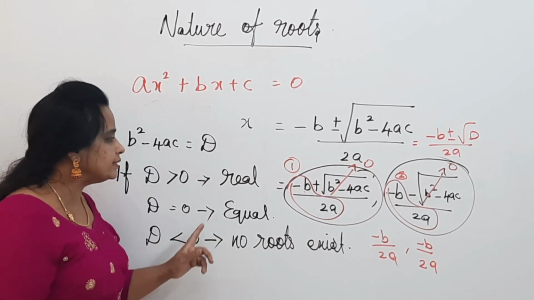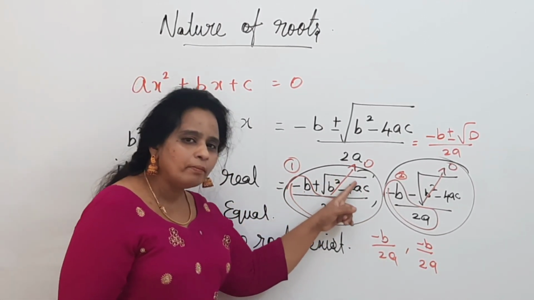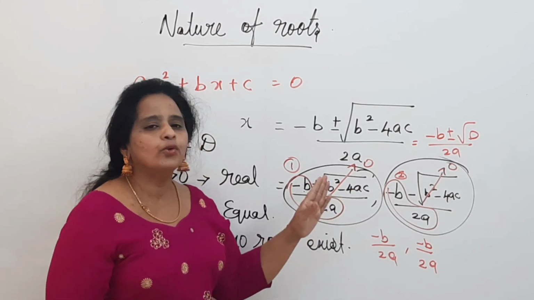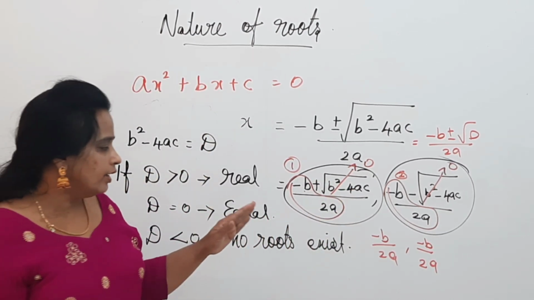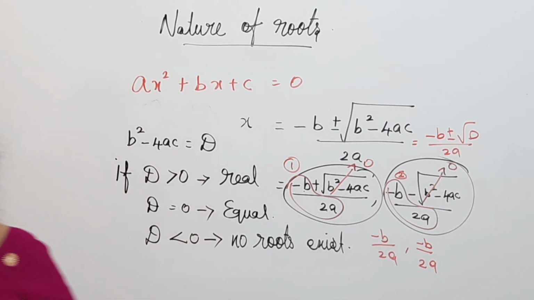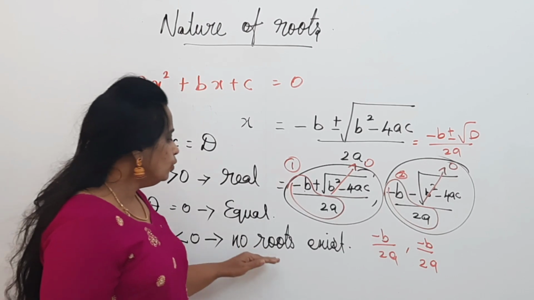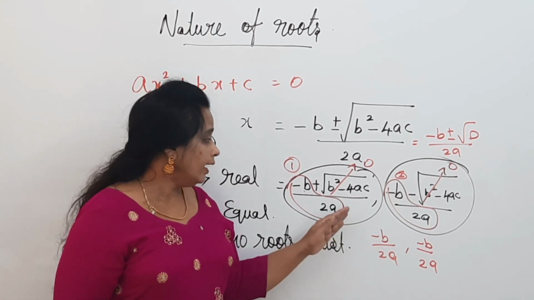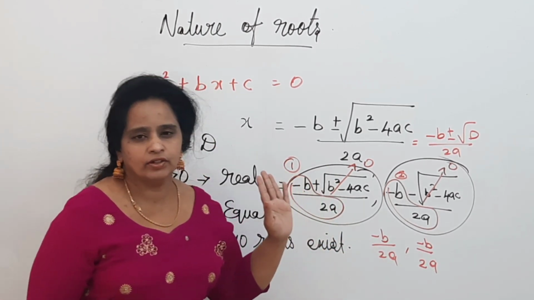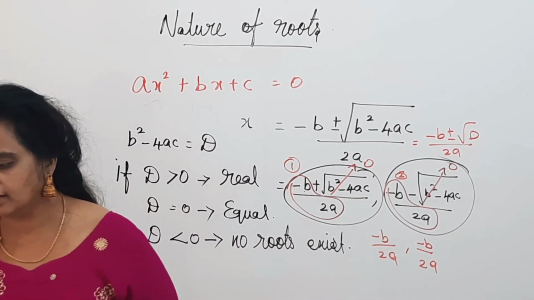When d is less than 0, now you see this becomes minus 25 or minus 9, whatever may be, you will immediately write it is not existing at all. So the roots are not existing, that is, no roots exist if d is less than 0. Hope you understand this concept.